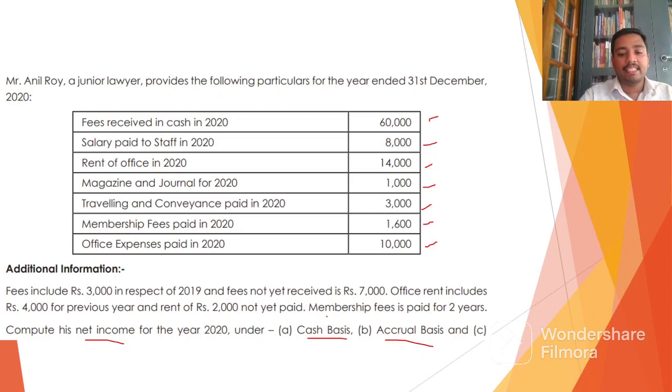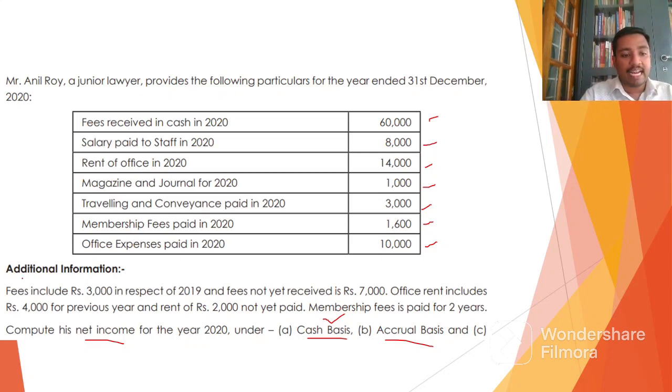So let's see how to calculate net income in cash basis. If it is in the cash basis, if it is actually received, then that could be recorded, and if it is actually paid, that also could be recorded. No type of outstanding items or prepaid items will be recorded.